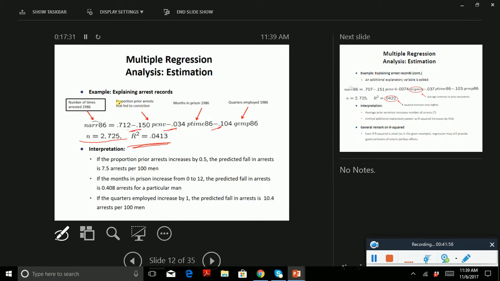And the proportion of prior arrests that led to conviction would also reduce the number of arrests. If a person was convicted before, then the second time, third time, that person would reduce the activity, and that's why maybe the number of times getting arrested decreases.